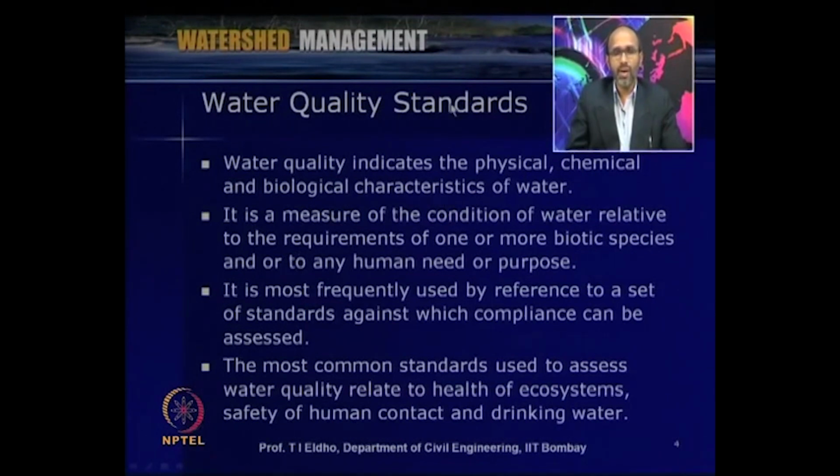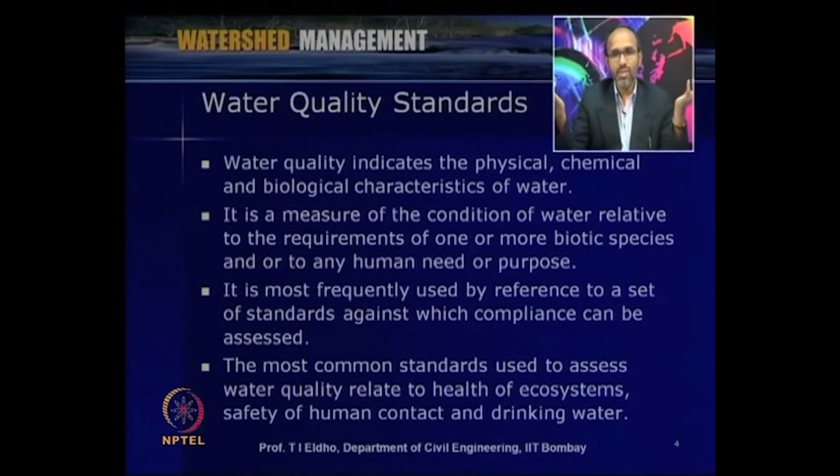Generally, as far as water quality standards are concerned, it is a measure of the condition of water relative to the requirement of one or more biotic species and or to any human need or purposes. As I mentioned earlier, whether it is for human consumption or other purposes like irrigation or industrial, according to the needs we have to assess the quality of the water. It is most frequently used by reference to a set of standards, like WHO or World Health Organization standards, Indian Standard Institute or BIS standards, or US Environmental Protection Agency standards. So, various standards are available.